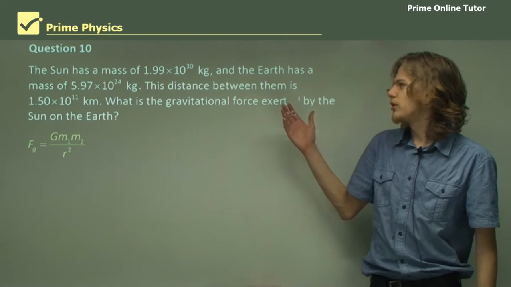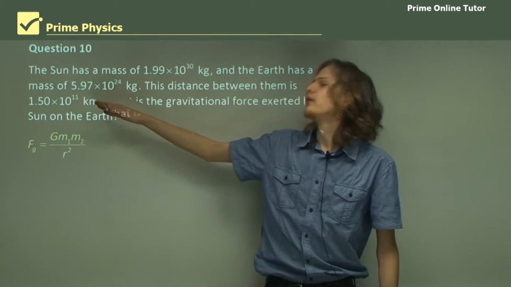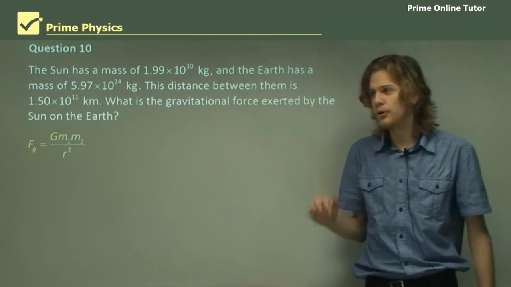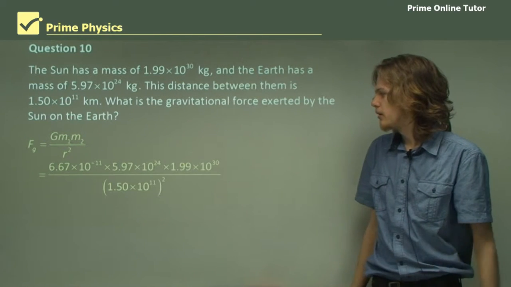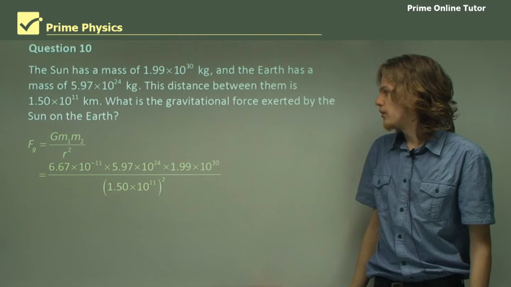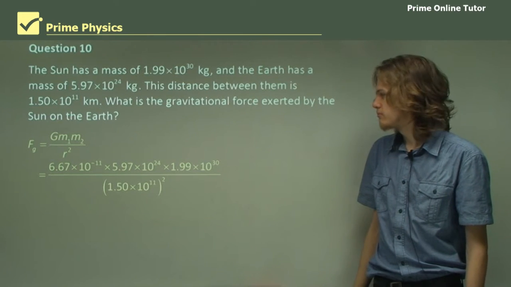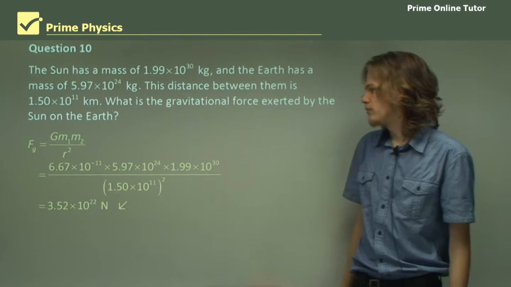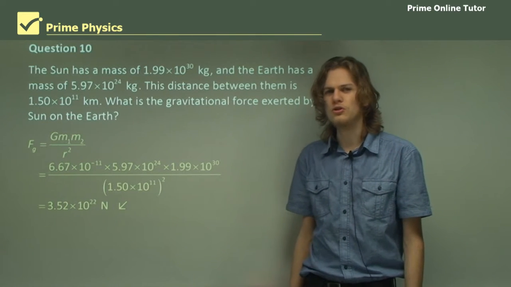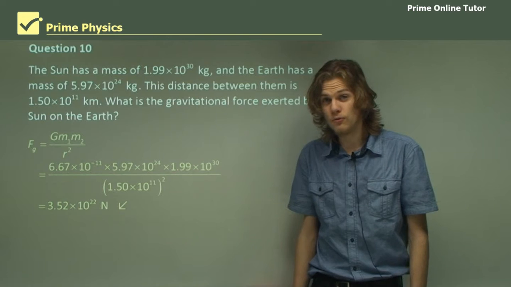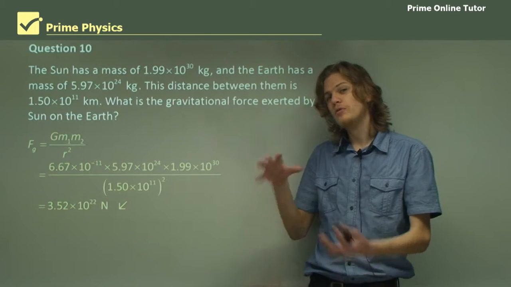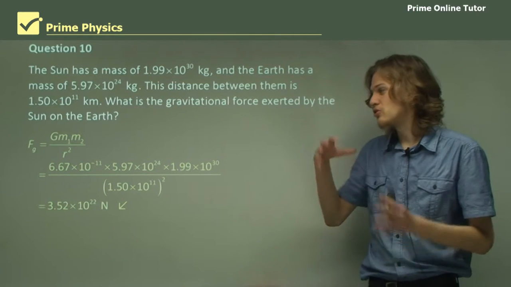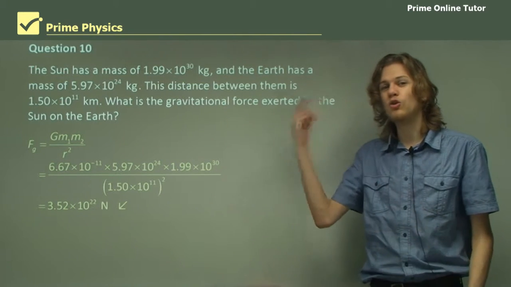In this case, we're looking for gravitational force, so we can leave our equation looking like this. Now when we're converting kilometers to meters, all we need to do is multiply that by 10 to the 3. So now our equation looks something like this. And that'll evaluate to 3.52 times 10 to the 22 newtons, which is a very strong force. But remember that we're moving the entire mass of the Earth. So it's got to be a strong force to produce an acceleration that will make it orbit around the Sun.